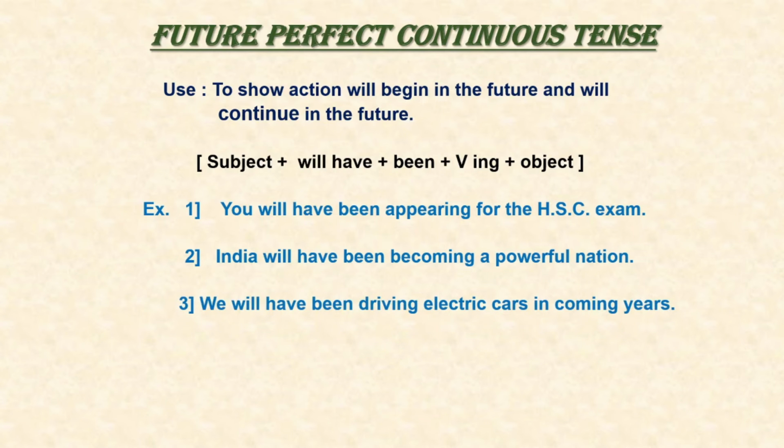Third one, we will have been driving electric cars in coming years. Look at the formula, subject we, then will have, then been, plus VING driving, and remaining is the object. Fourth one, we will have been speaking English fluently.